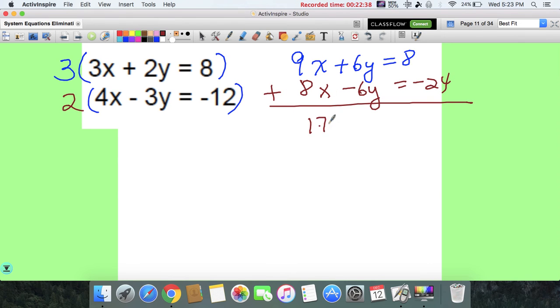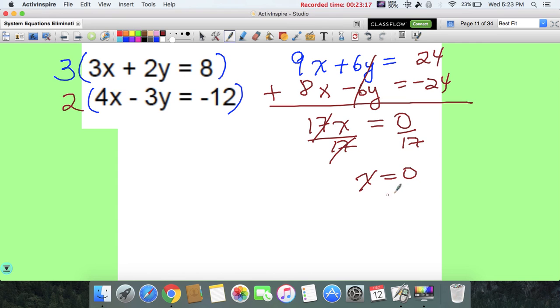Now I can add these two. 9x plus 8x is 17x. 6y minus 6y is just 0, so this will cross each other out, right? So this will disappear, which is exactly what I wanted. And 8 minus 24 is going to be, sorry, I forgot one thing here. Now I know why it's wrong. This is going to be 3 times 8, which is 24. Okay, so 24 minus 24 is 0. That's okay to have a 0. Continuing, I divide this by 17 and this by 17. This will become 1 and x equals 0.